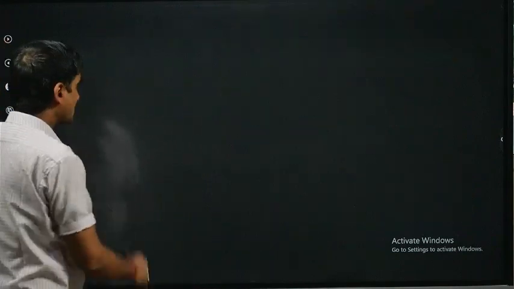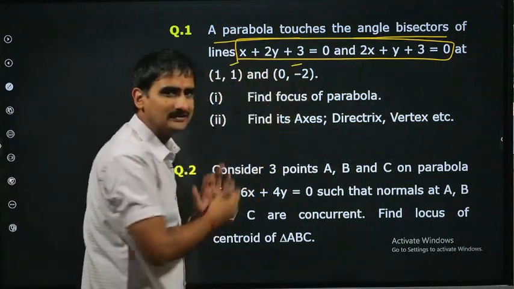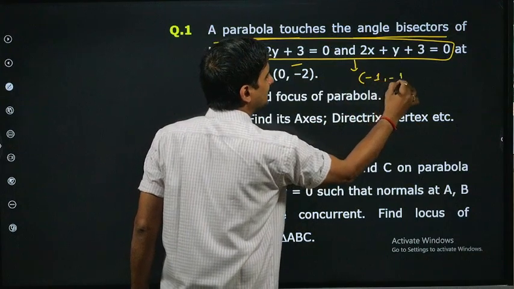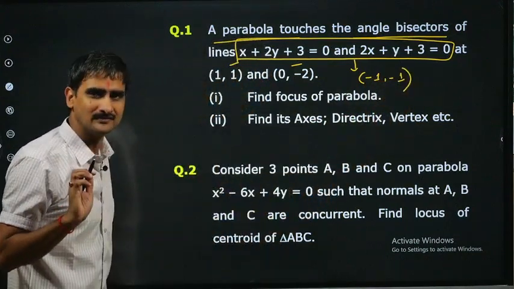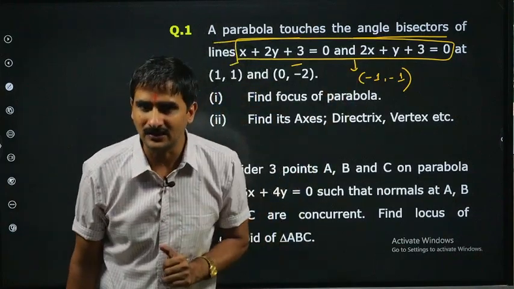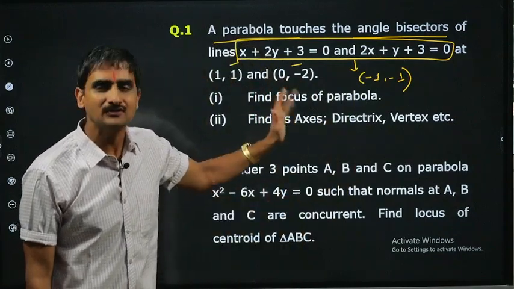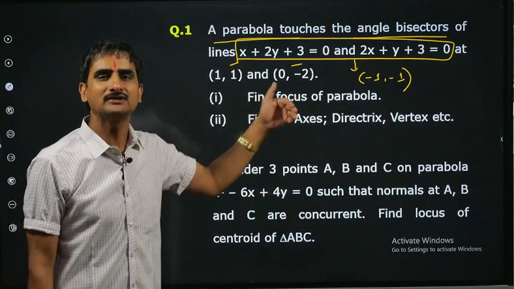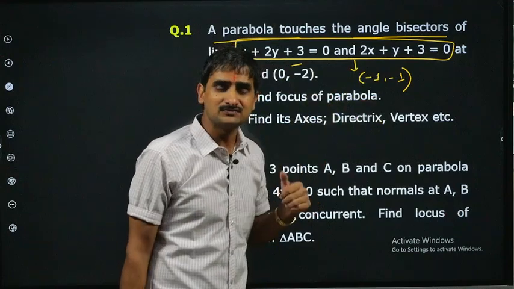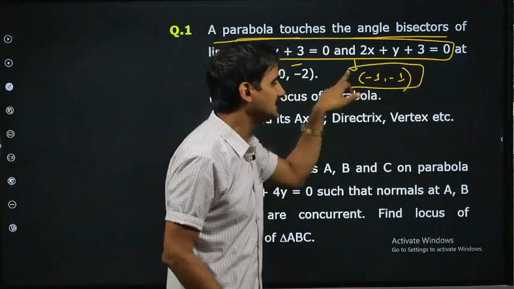See, if I draw the lines, you notice these two lines pass through the point (-1, -1). That's the first important point. I'm not going to use these two lines because nothing else is required. Their angle bisectors are tangent to the parabola whose focus, axis, directrix we need, bachcho. Since these two lines pass through this point, of course their angle bisectors will also pass through the same point.